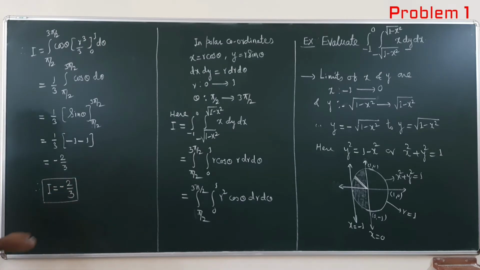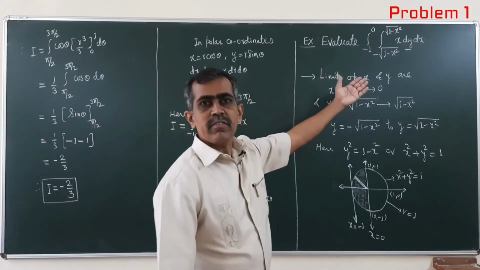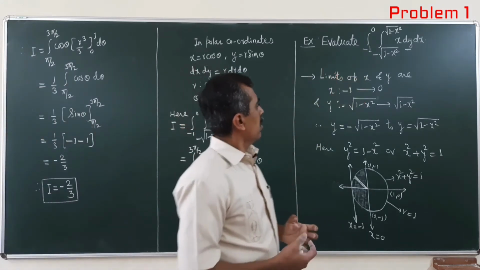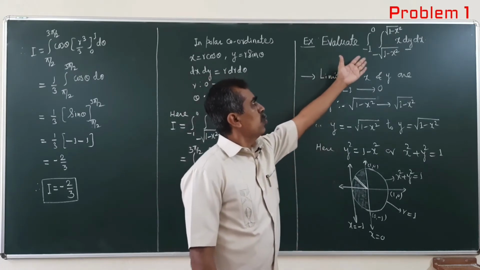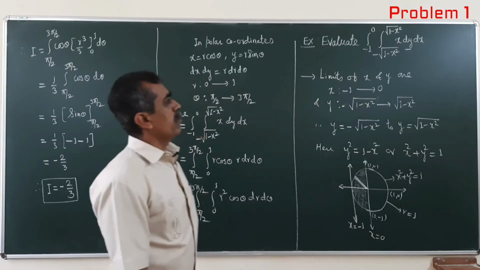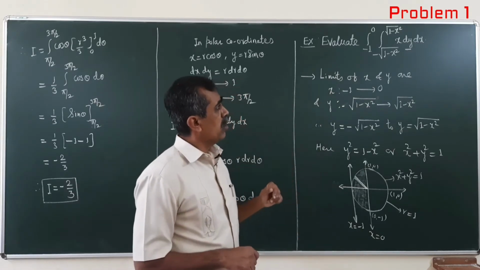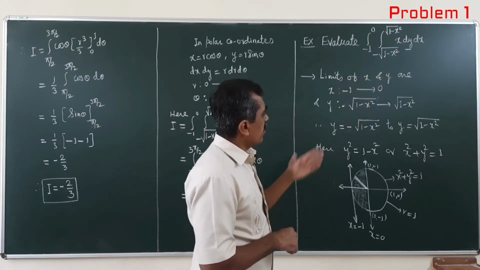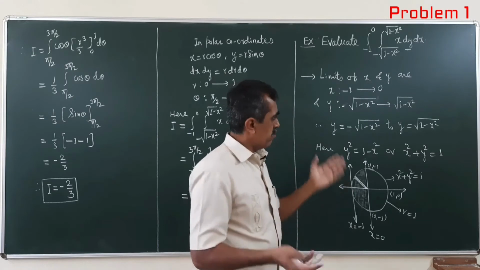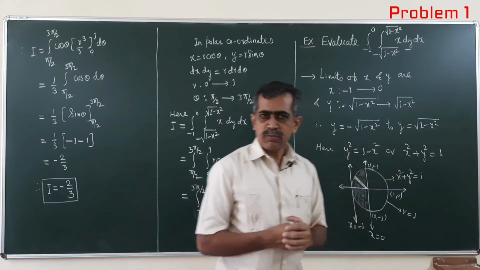So this is the final answer of your problem. Once again, have a quick look at how we do the evaluation of a double integral using polar coordinates. When I consider the limits of integration and simplify them, I come to know that it is a part of a circle.